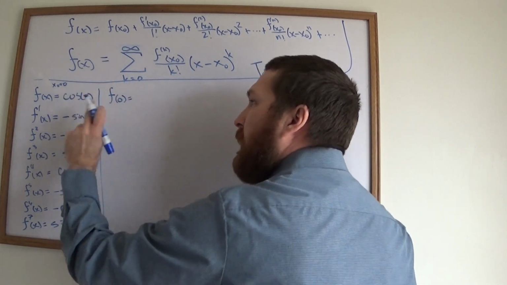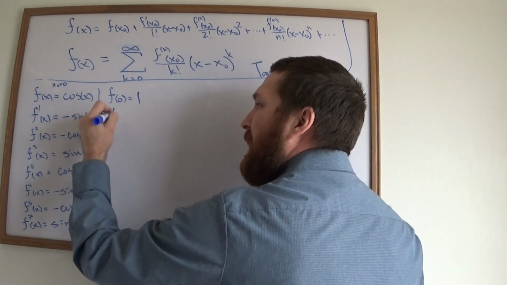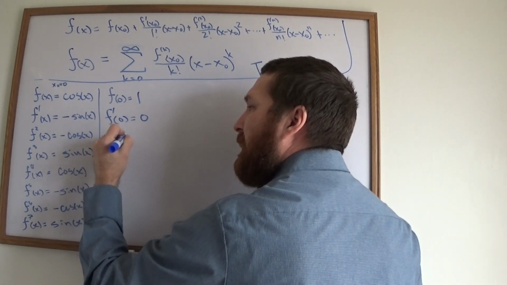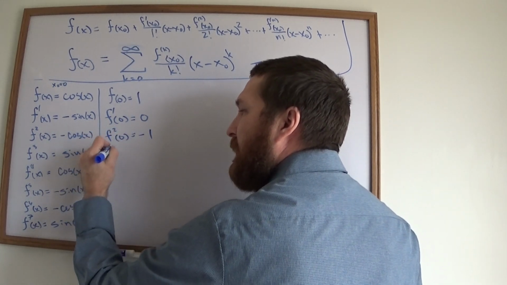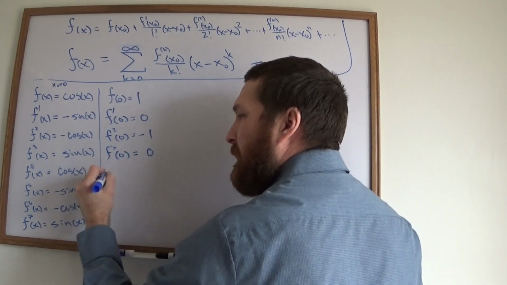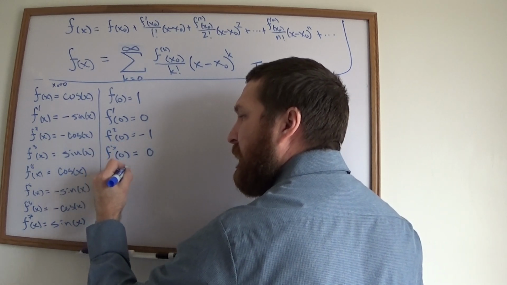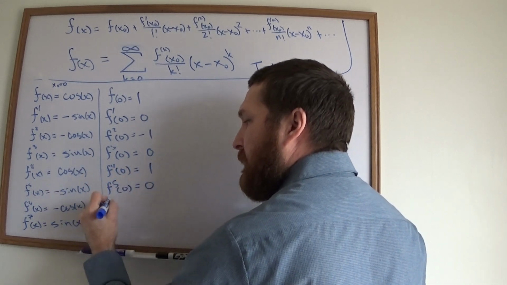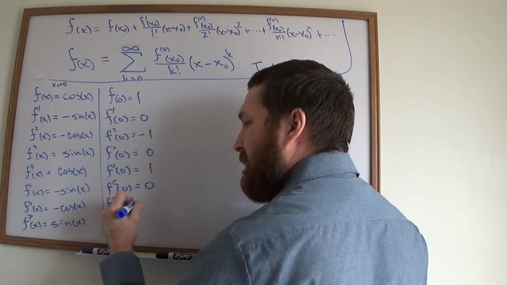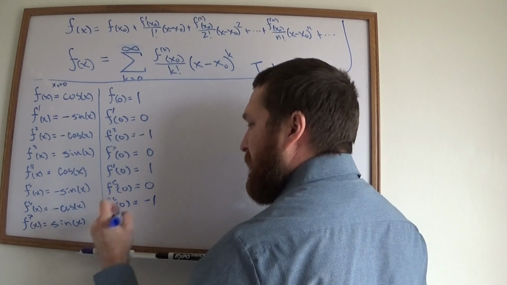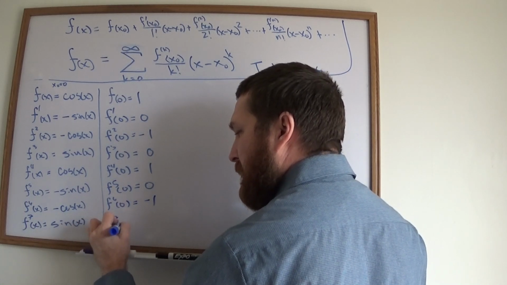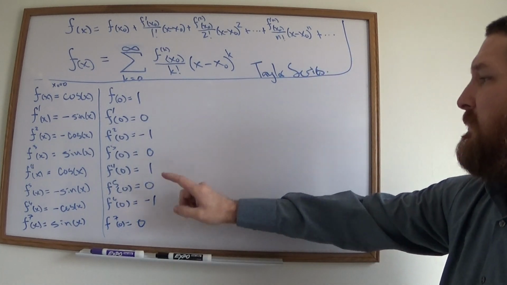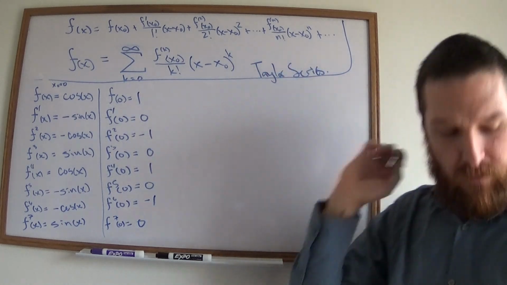What is f of 0? 1. What's the first derivative? 0. What's the second derivative? Negative 1. What's the third derivative? 0. See a pattern? What's the fourth derivative? 1. What's the fifth derivative? 0. What's the sixth derivative? Negative 1. What's the seventh? 0. Okay, see a pattern? Yes. 1, 0, negative 1, 0, and it repeats. Okay, we got a pattern.